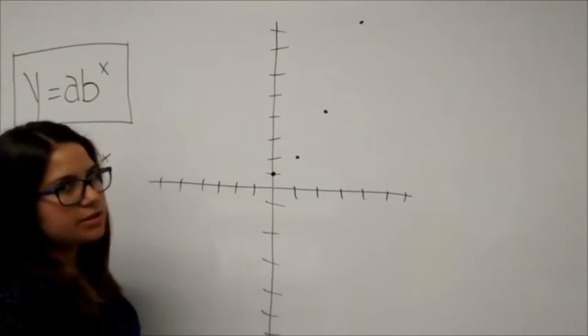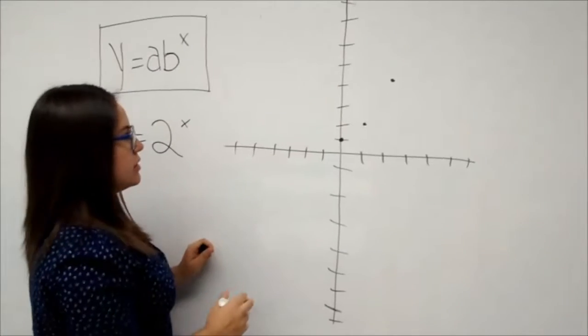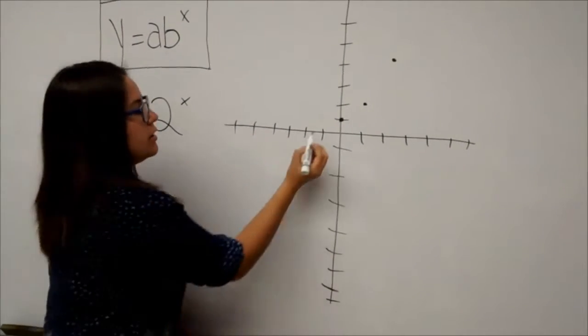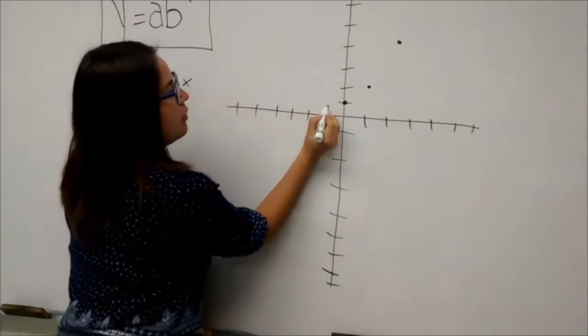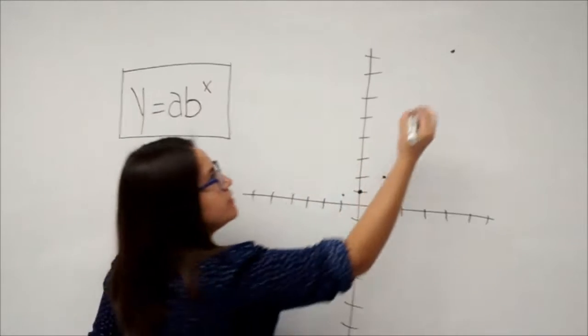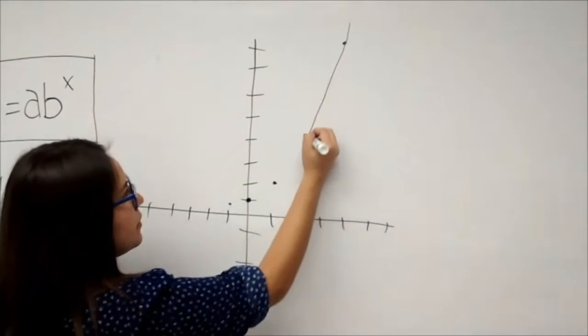You can also substitute negative values. So 2 to the negative 1 will be 1/2. And then when we have the points, you only have to connect them with a line.